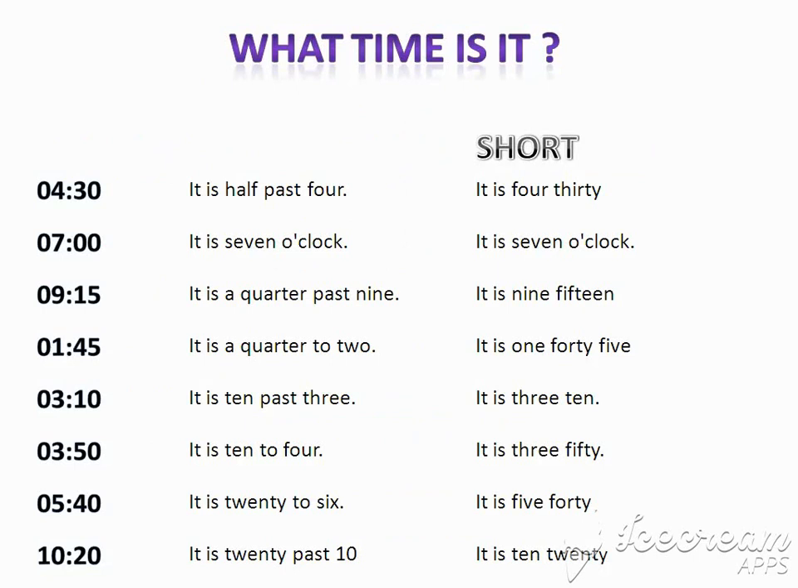So, as you can see, there are two forms: full form and short form. Examples: it's 4:30, or it's half past 4. It's 7 o'clock, or it's 7 o'clock. It's 9:15, or it's quarter past 9. It's 1:45, or it's quarter to 2.